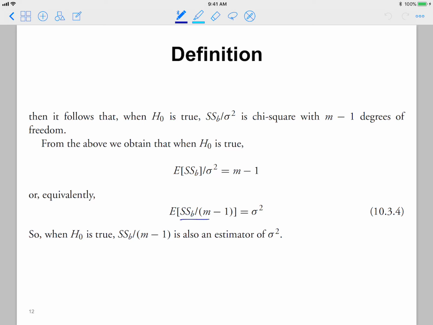Okay, and then its expectation value will be sigma squared. The reason why this manipulation is valid is because m-1 and sigma squared are both constant values, and so the expectation of a constant scalar multiple of an original random variable is just this, right?